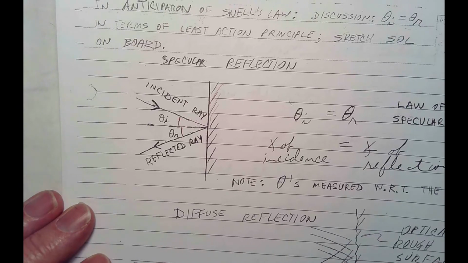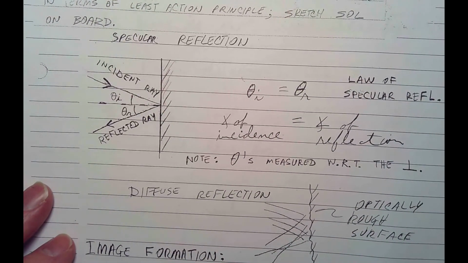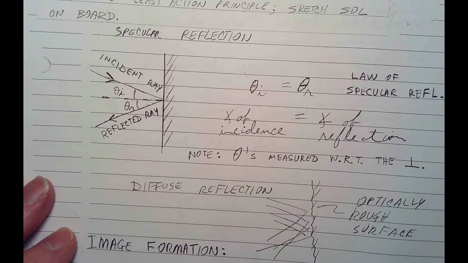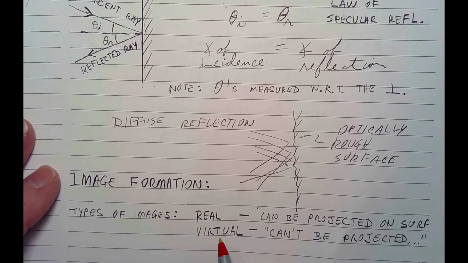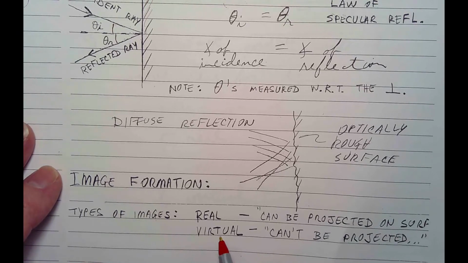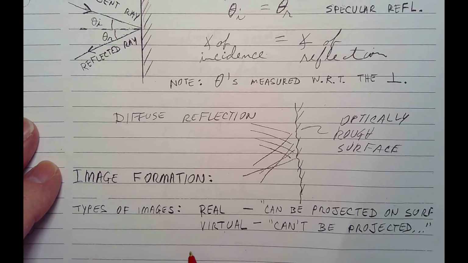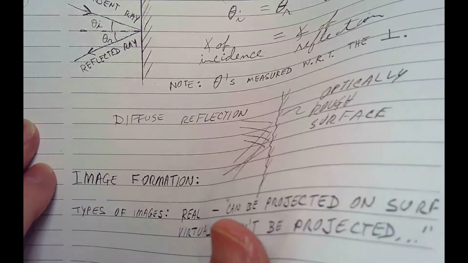But you can read the textbook for that. We want to know how to form images with optical elements. There are going to be two types of images: a real image and a virtual image. This is where I really wish we were in class, because I could demonstrate to you what a real image is and what a virtual image is. Here's a kind of operational definition. A real image can be projected on a surface. A virtual image can't be projected.